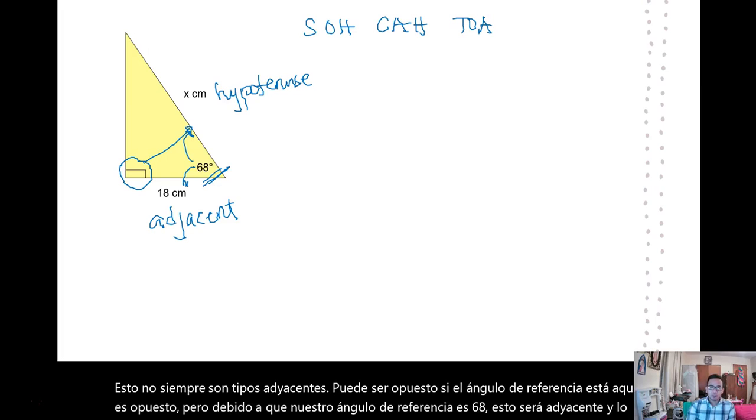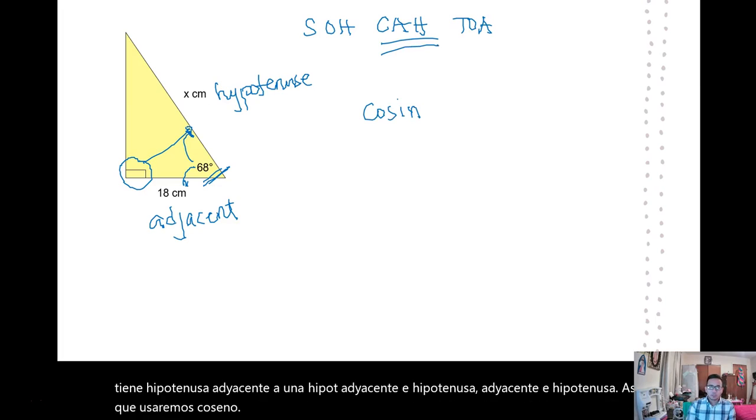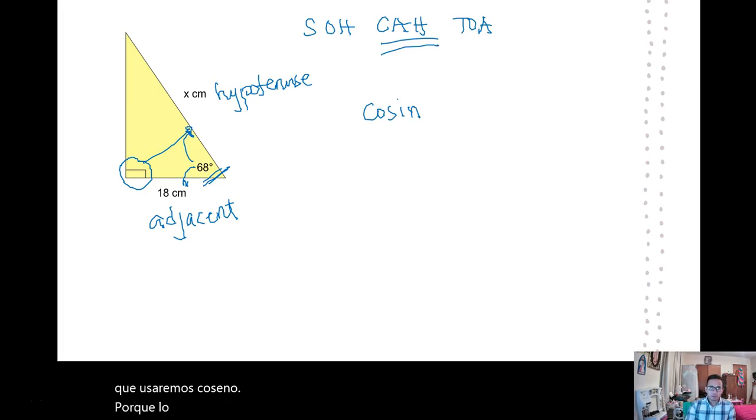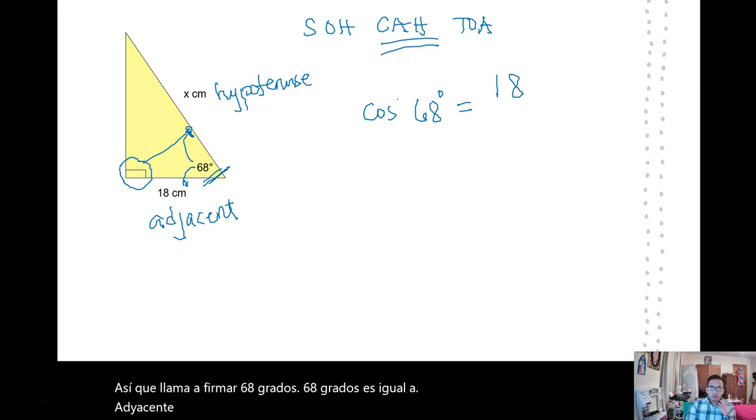It has adjacent and hypotenuse, so we'll be using cosine, or I'll just put cos. So cosine 68 degrees is equal to adjacent, which is 18, over x.